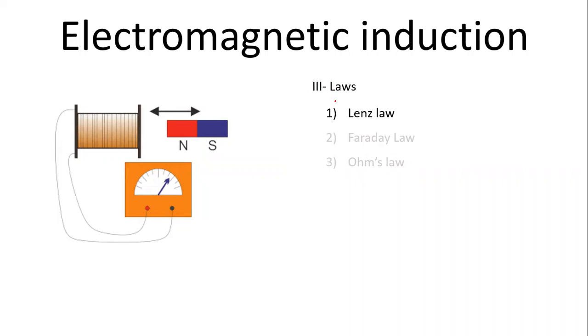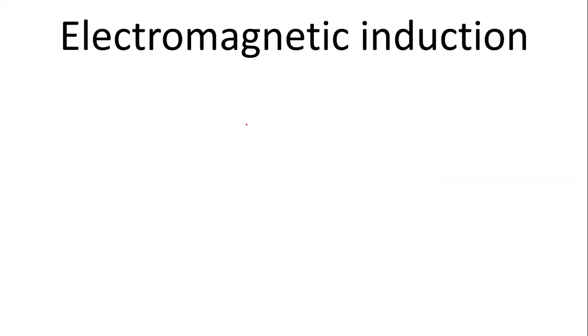Part 3, the laws. So we'll start with Lenz's law. But first, let us talk about why we need this law. We said in the previous part that due to a variation of B, S, or theta, meaning a variation of the magnetic flux, we'll have the electromagnetic induction phenomenon. This means we'll have creation of an electromotive force, an induced voltage.